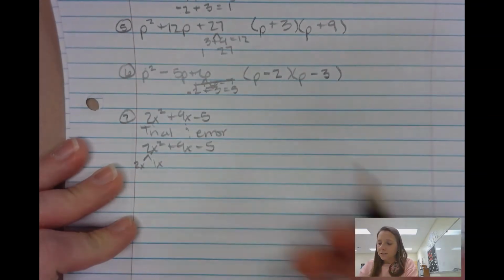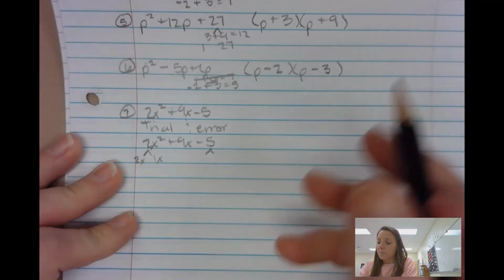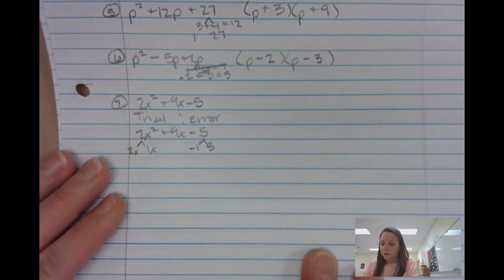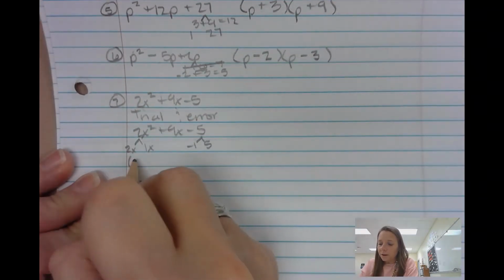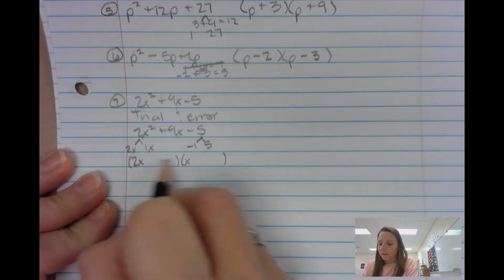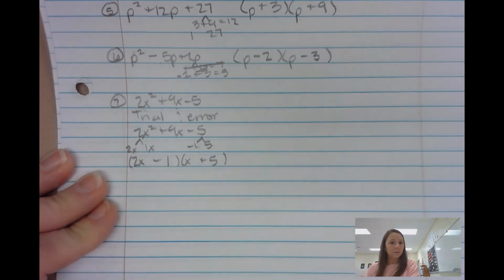The factors of negative 5. Again, because it's negative, one of them needs to be negative. So here we go. Negative 1 and positive 5. And again, this is trial and error that we're doing. So I'm going to throw 2x and x. Whatever these front numbers are, plug them into the front, and then plug these into the back, negative 1 and 5. I don't know if this is right.